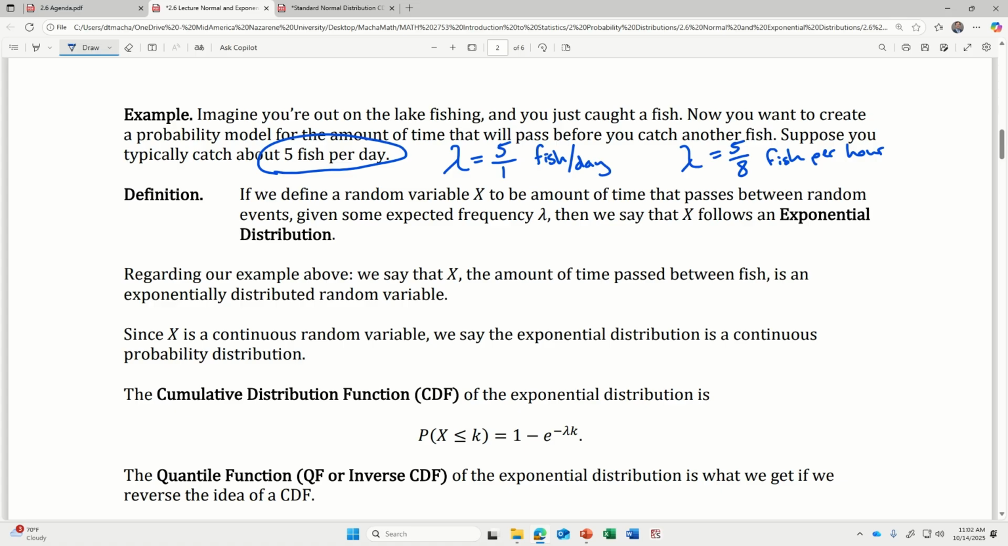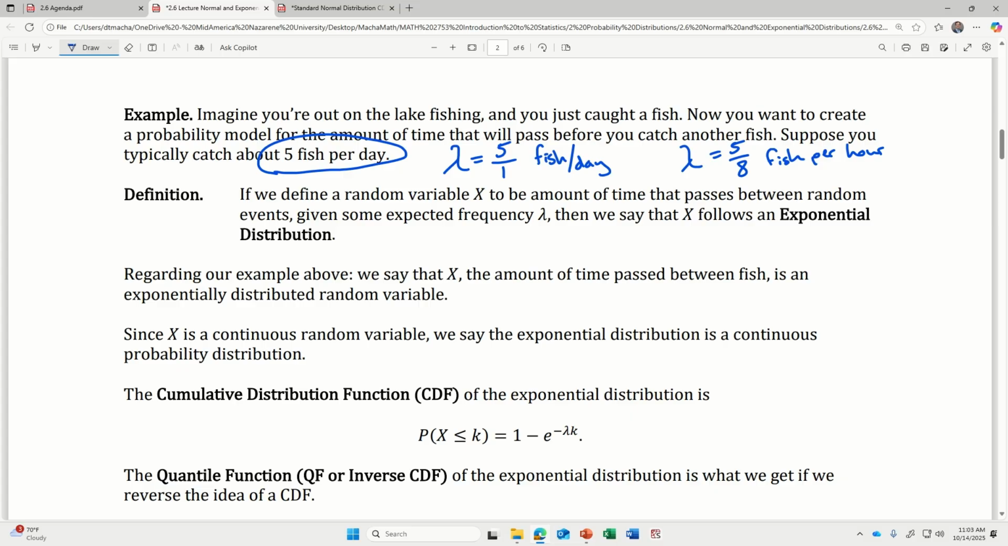So think for a minute about what we talked about a week and a half ago. We talked about the Poisson distribution, and the Poisson distribution was saying if I'm given some kind of expected frequency, then the Poisson distribution would tell us the probability of catching a certain number of fish. So the Poisson distribution was a discrete probability distribution because you can only catch 1 fish or 2 fish or 3 fish or 4 fish, right? That's what makes the Poisson distribution discrete.